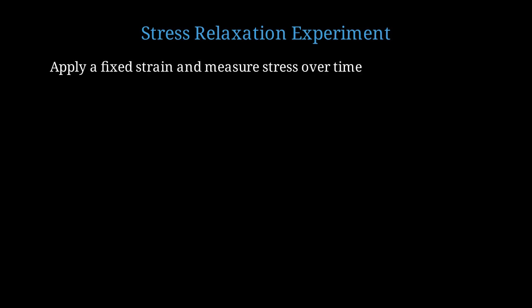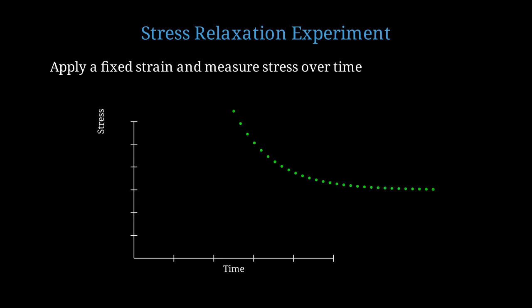Let's discuss a classic experiment that demonstrates viscoelastic behavior, the stress relaxation test. In a stress relaxation test, you suddenly stretch a material to a fixed strain and then hold it there while measuring how the stress changes over time. For a viscoelastic material like cheese, the stress starts high and then decays exponentially over time. This is because the viscous component allows the protein chains to gradually rearrange and relieve stress.